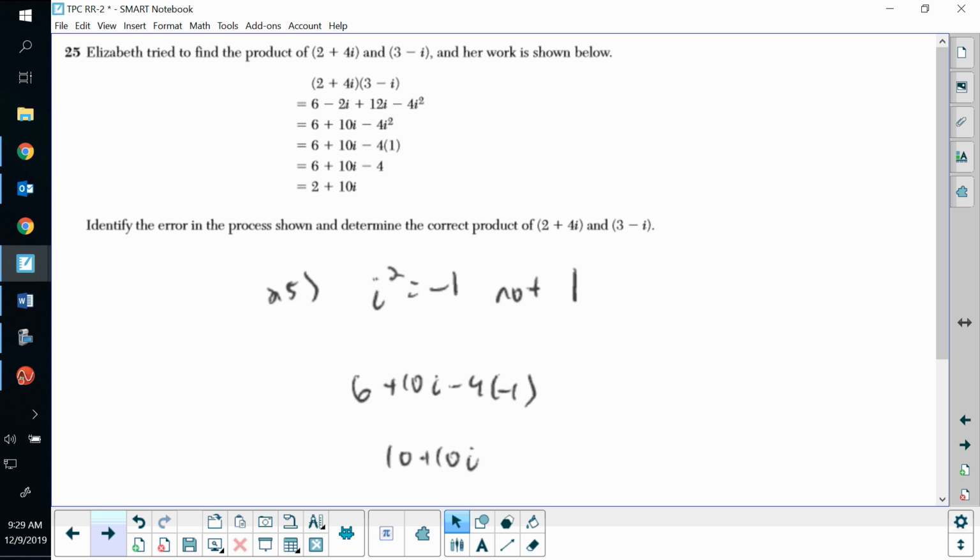And in 25, we had to see where the error was. Well, she said that i squared was a positive 1, and it should be a -1. And then you just had to continue it from there. So we would really have -1 times -4 to give us +4, combine it with the 6 to give us 10 plus 10i. So you get 1 point for identifying the error, and then 1 for correctly finishing it.